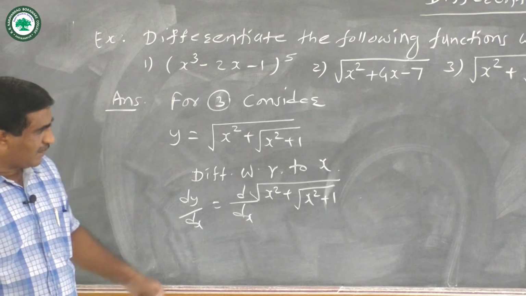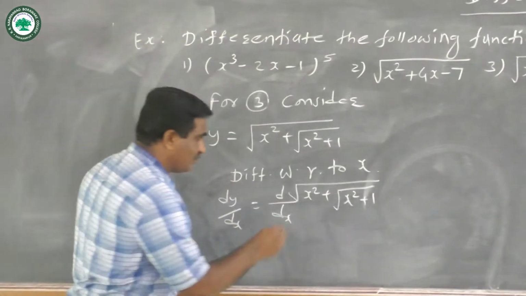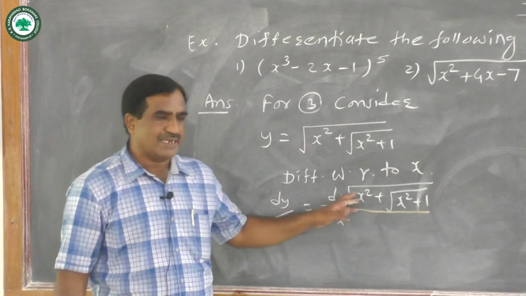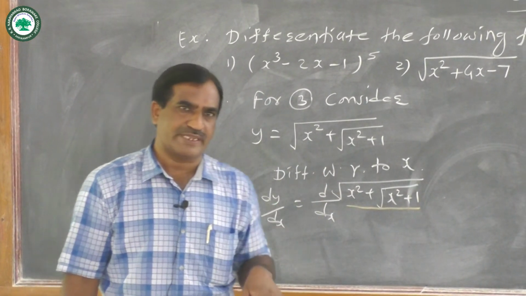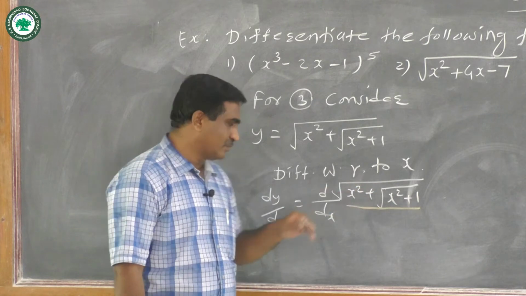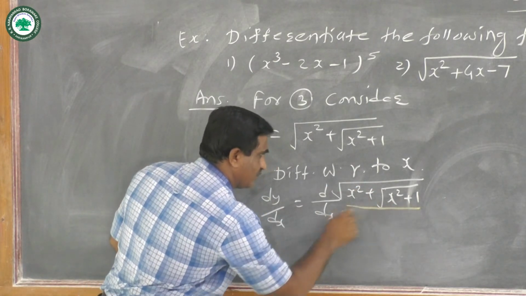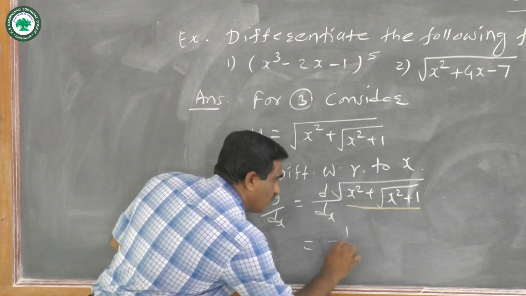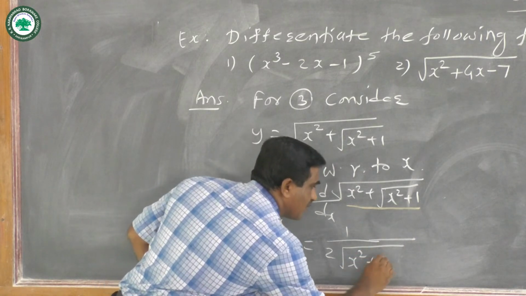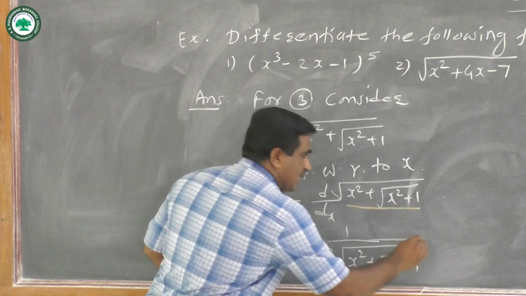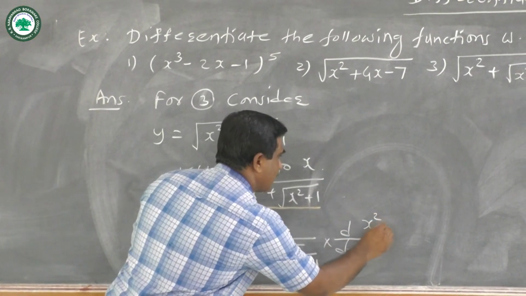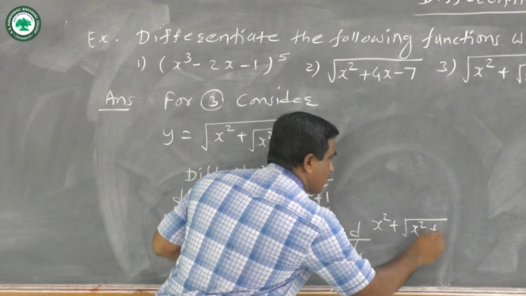Now in this example, suppose this underlying term, x square plus under root (x square plus 1), is x. Then we get root x, and the derivative of root x is 1 upon 2 into root x. But here, instead of root x, we write under root (x square plus under root (x square plus 1)). Therefore, it is 1 upon 2 into under root (x square plus under root (x square plus 1)) into dy dx of this underlying term, that is x square plus under root (x square plus 1).